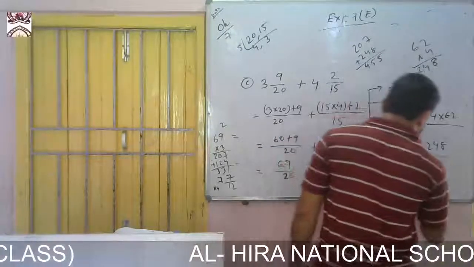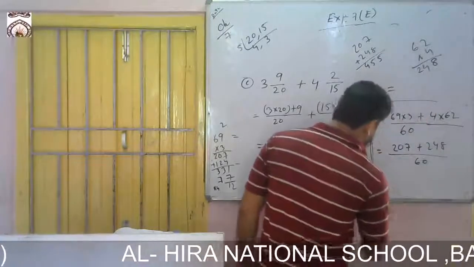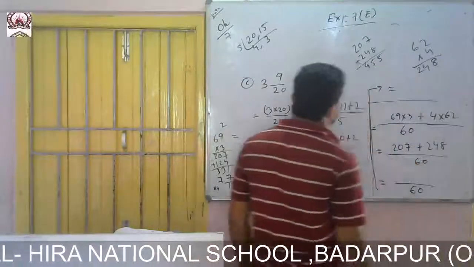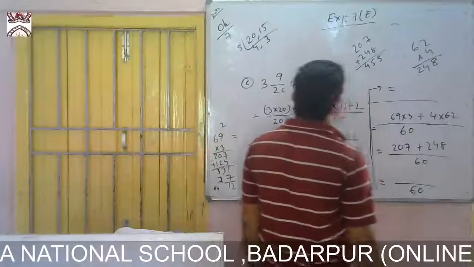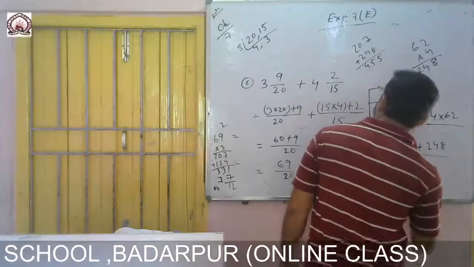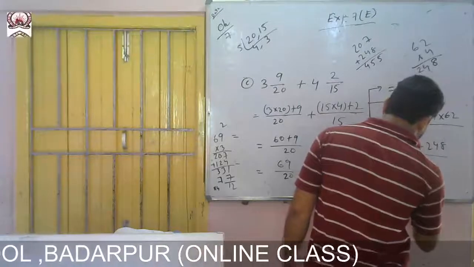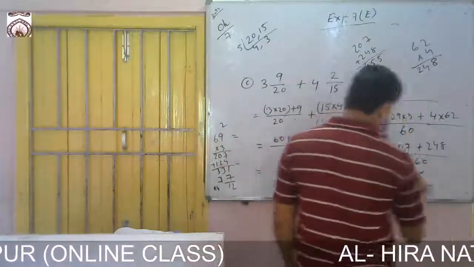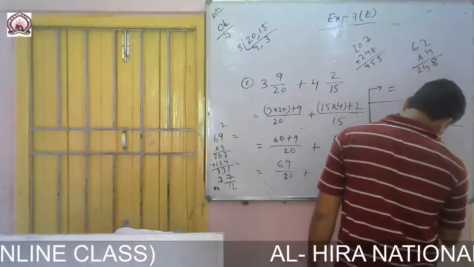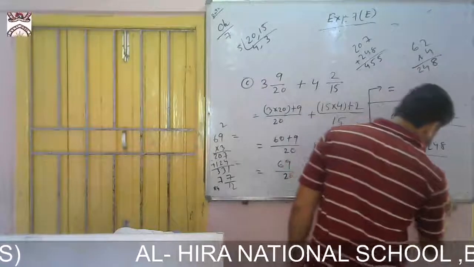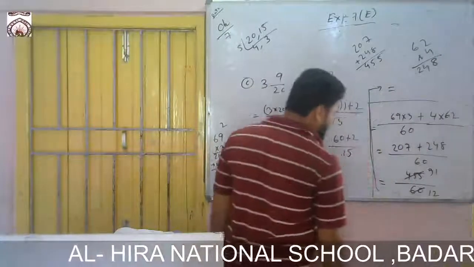248 by what? 60. So it is what? 60 by 207 and 248. Number 455. So this one you can cancel. 5 with 5. 5 9 are 5 1 are. Okay, this one 12 are.